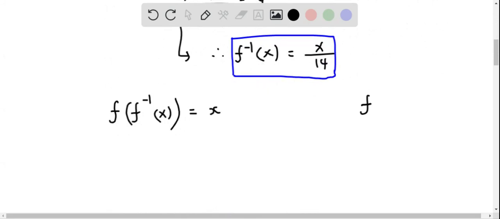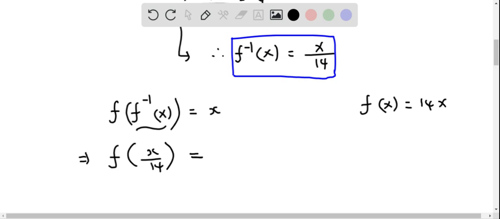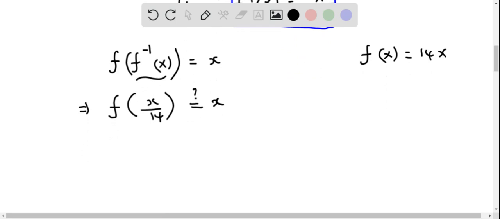f(x) is 14x, and so here I'm going to find f of f inverse of x, replacing f inverse of x with the one that we have found, that is x over 14, and this should equal x. We are going to determine this, so I put a question mark. And now we have to find f of x over 14. That is, in f(x), we have to replace x by x/14.